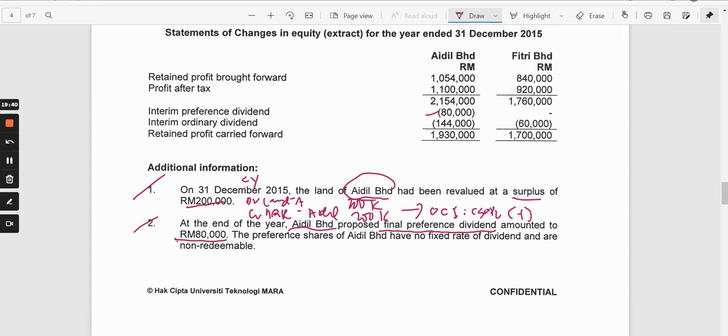So now they are declaring an additional 80,000 final preference dividend. So this is the preference dividend payable. It has been declared and it has not been recorded. So in terms of the journal entry, you will debit retained profit of AIDIL and you will credit the preference dividend payable by 80,000. So this will appear here in the consolidated statement of changes in equity, and that has to be deducted in the retained profit column of AIDIL.